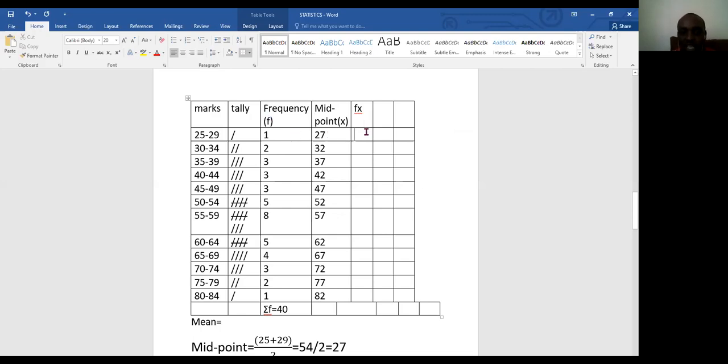So 1 times 27 is 27. 32 times 2 is 64. 37 times 3. 42 times 3. 47 times 3. 52 times 5. 57 times 8.